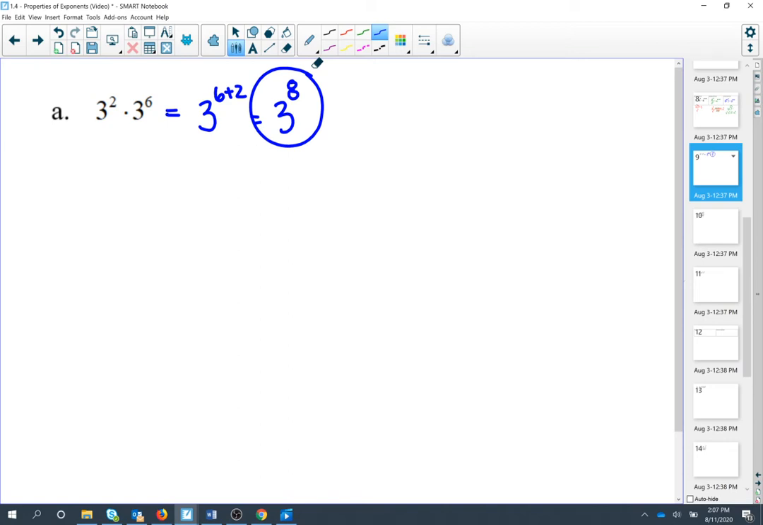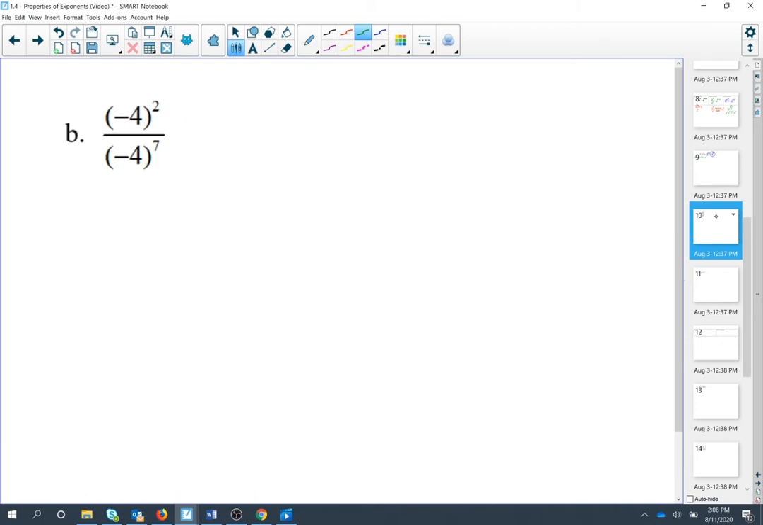The other way to justify that in your head is to say, okay, well, this is 3 squared, 3 times 3. This is 3 to the 6th, 3 times 3 times 3 times 3 times 3 times 3. Well, how many is that? That's 1, 2, 3, 4, 5, 6, 7, 8. So I have 8 3s. That is why you don't change the base, you just leave it as a 3.